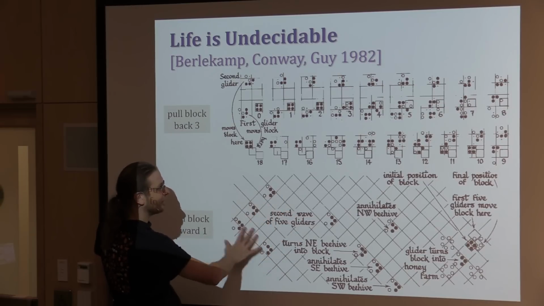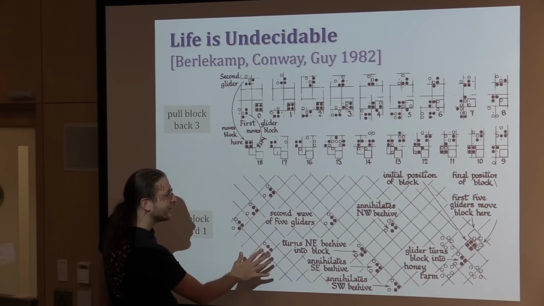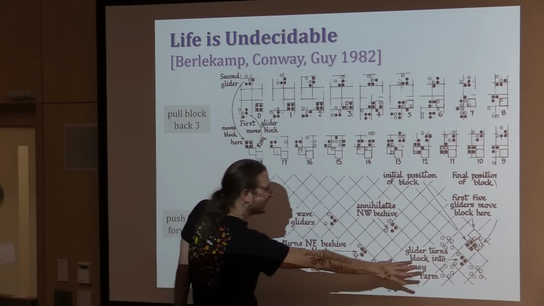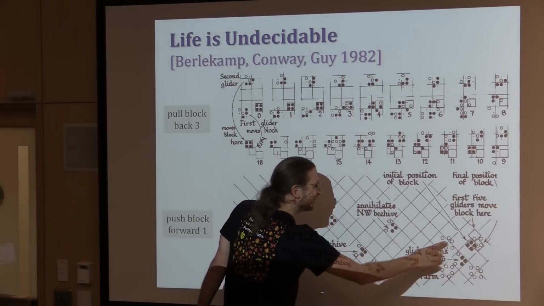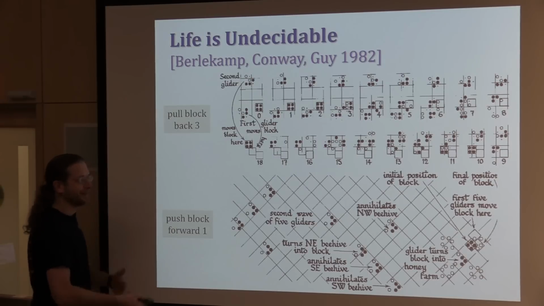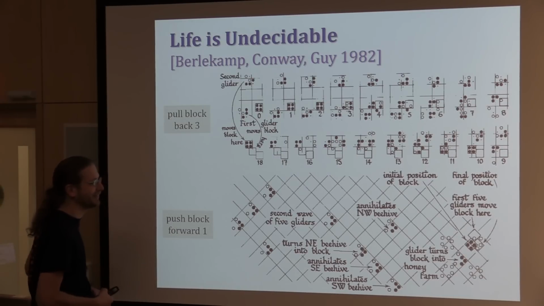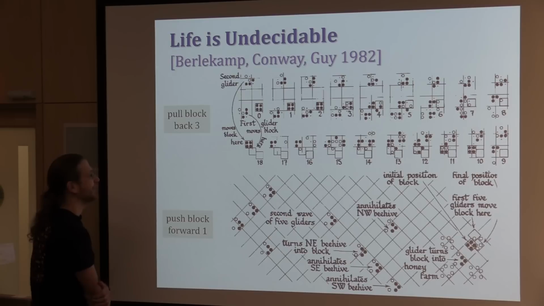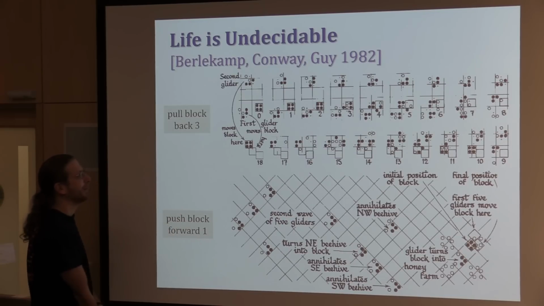Second wave of 5 gliders. Where's the first wave? Turning the block into a honey farm. That's right. Turning the block into a honey farm, which is this particular still life pattern. Anyway, you check the results. It works. It's actually a lot of fun to implement these in a life simulator and check that it works. But for now, I'm showing you the ancient, hand-drawn diagrams.